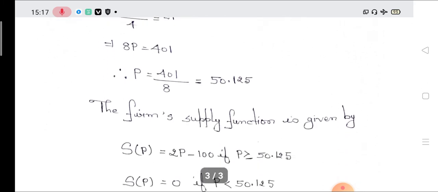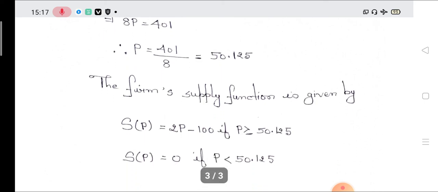50.125. The supply function of the firm is given by S(P) equal to 2P minus 100 if P is greater than or equal to 50.125, and supply, which is a function of P, equal to 0 if price is less than 50.125.